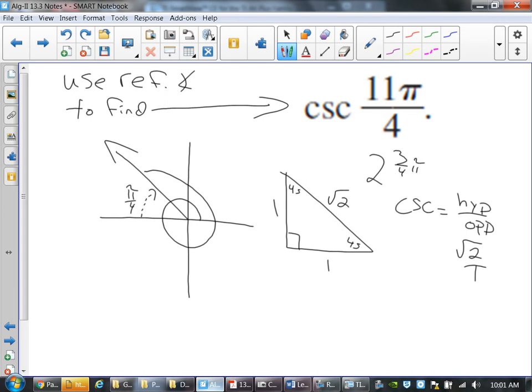Last question, is it positive or negative in the second quadrant? Is sine positive or negative? Sine is positive, so is cosecant. Positive. So my answer is √2. There's my answer. The cosecant of 11π/4 is root 2.